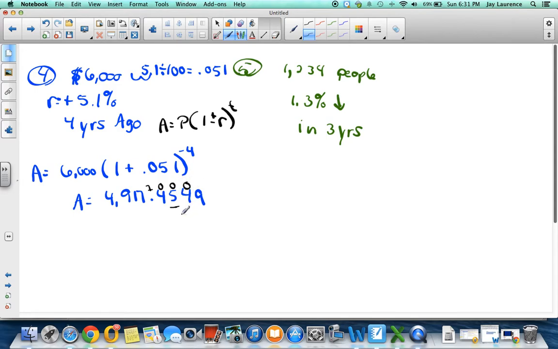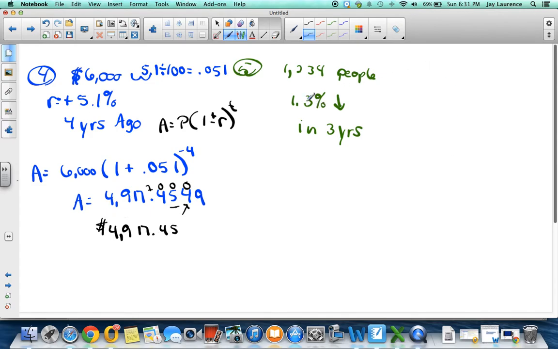I'll look behind the 5, 0 to 4, 5 or more, I raise the score to 46. 4 or less, I give it a rest. So my number is $4,917.45. Okay, that's easy enough.